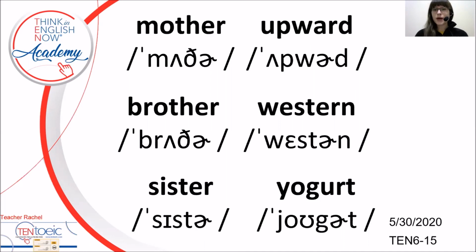Western. Western is describing also a direction. I live on the western side of the United States. So it means to the west.